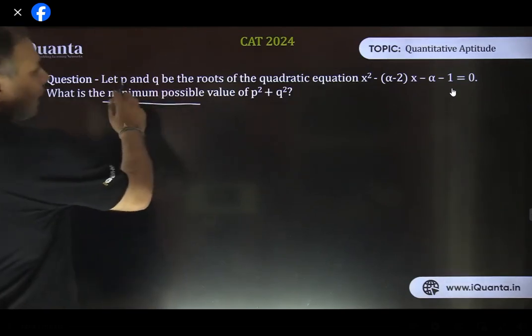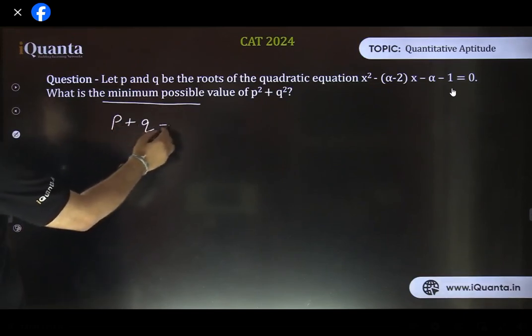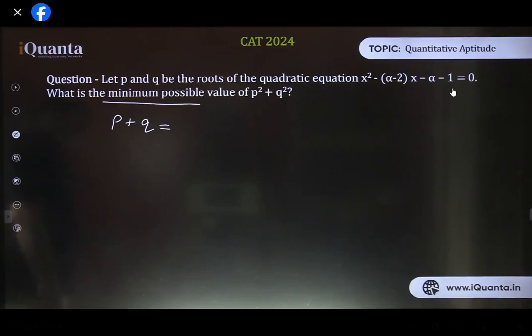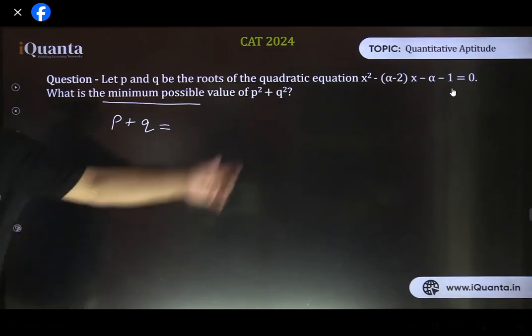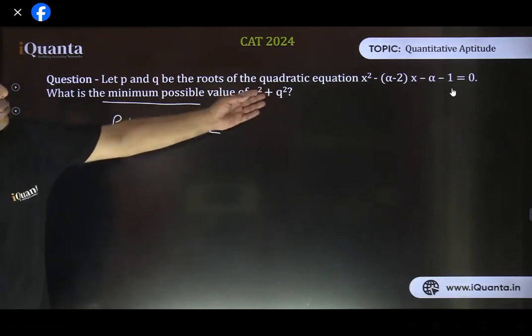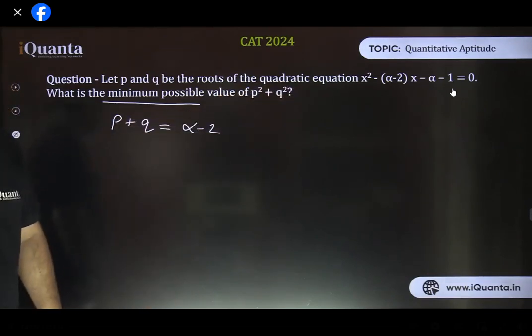See, what do we know about p and q? Can you tell me the value of p plus q? How much will it be? Please write in the comments. What is the value of p plus q? That is the sum of the roots. It will be alpha minus 2. Yes or no? Yes, minus b by a. So a is 1 here and b is negative of alpha by 2. Alpha minus 2. So this is going to be alpha minus 2.